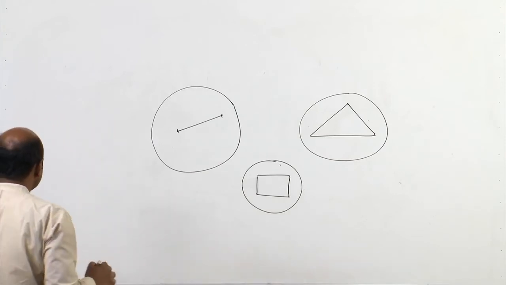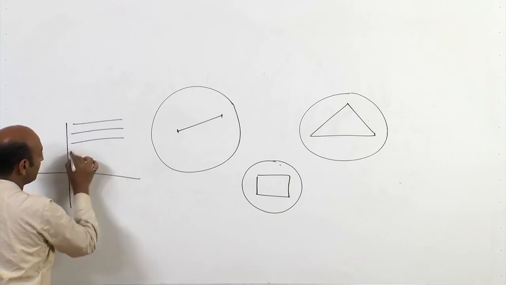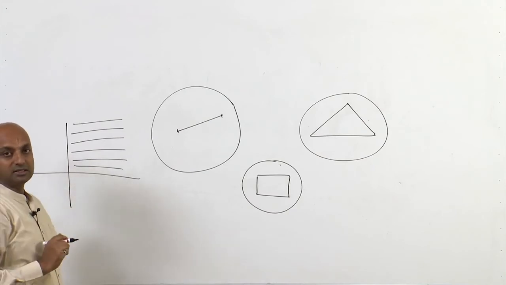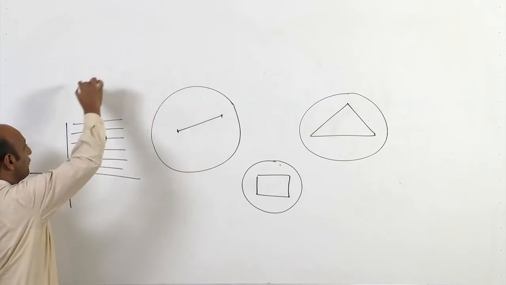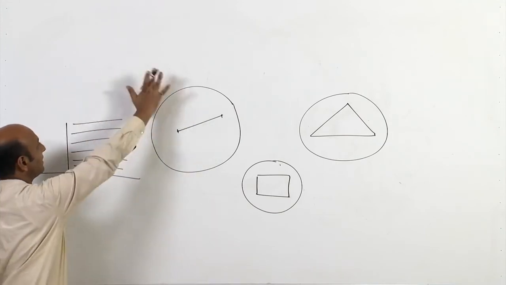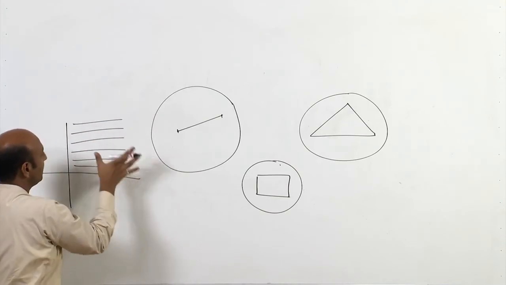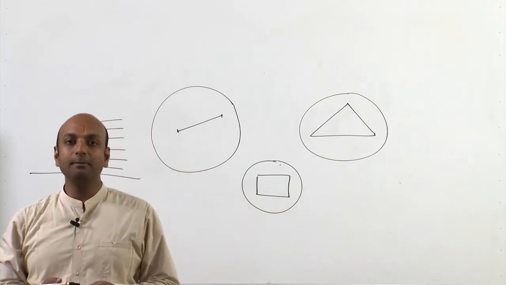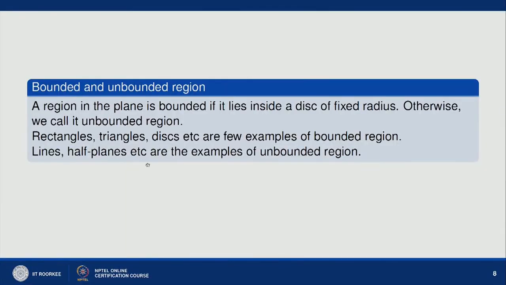Now, suppose you are taking the first quadrant of the xy plane. You can never find a circle of fixed radius such that this entire first quadrant lies inside that circle. So, this region is an unbounded region. Lines, half planes, etc. are a few examples of unbounded regions.